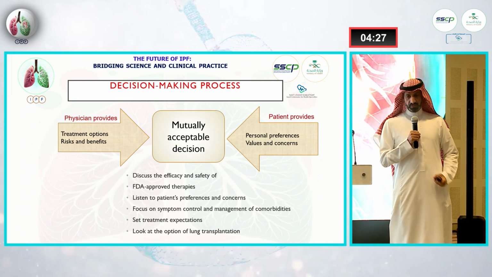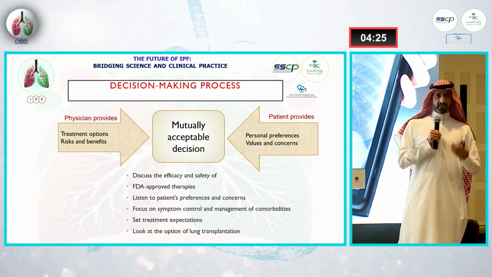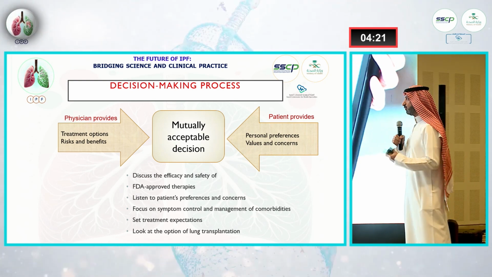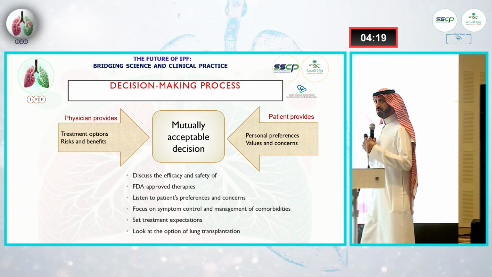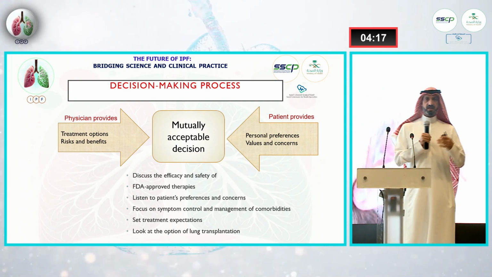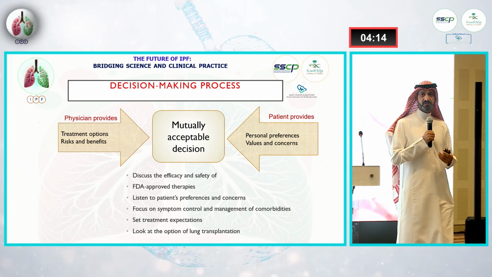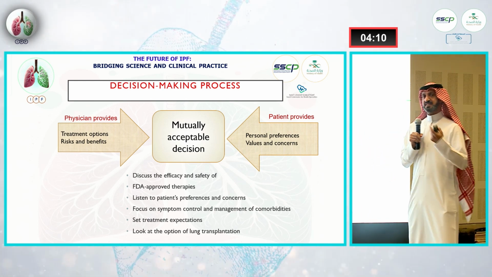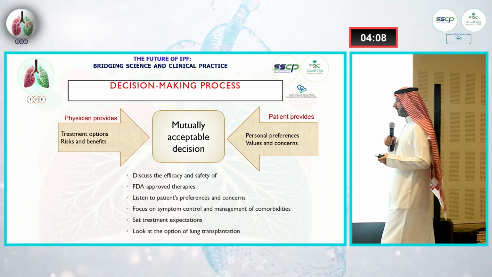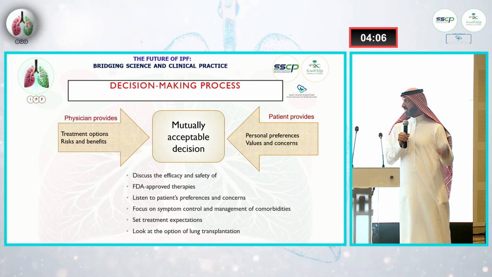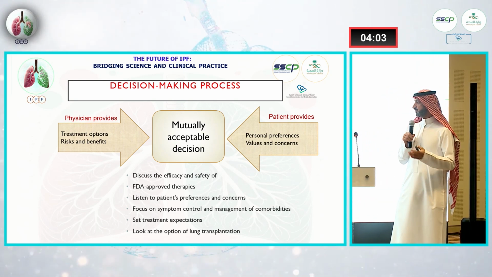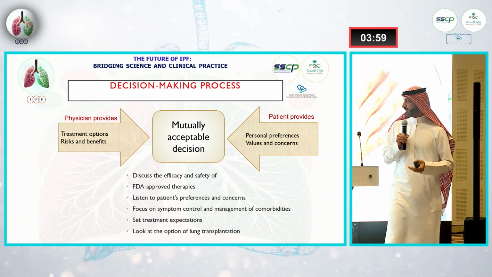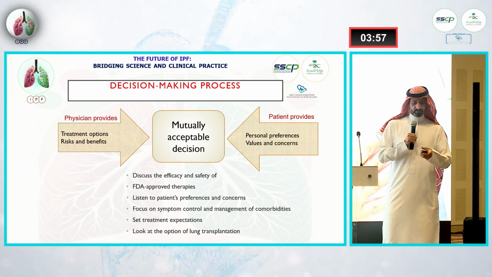So initially, with the first visit, once we decide about the treatment, we have to make a mutually acceptable decision between us and the patient. We have to share the plan with the patient. So we have to discuss the efficacy and safety of the medications, the FDA approval of both medications, the side effects of both medications, the symptoms and the management of comorbidities, and what the expectations are.